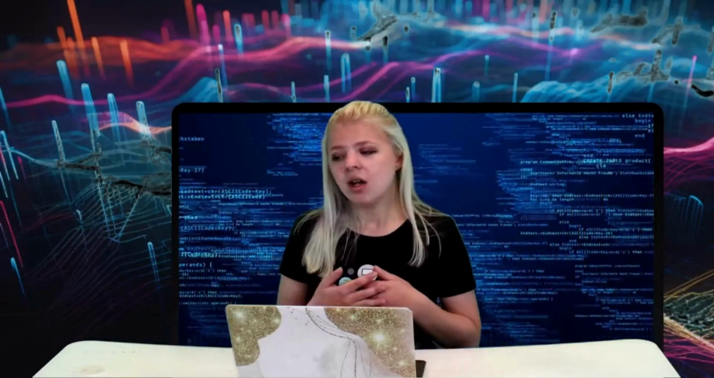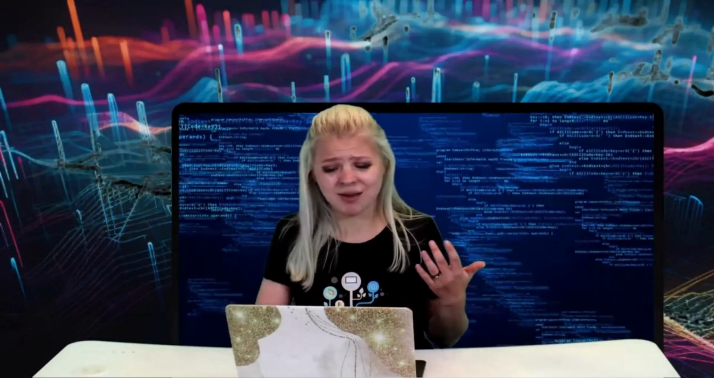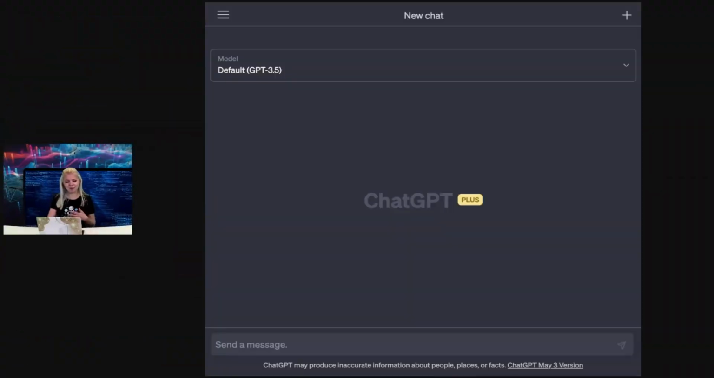An input, like I said, was just something that you ask. But if you ask something vague, you're not going to get a good response out. So let's take a look at an example like this. I have ChatGPT up right here. We're using the model 3.5.